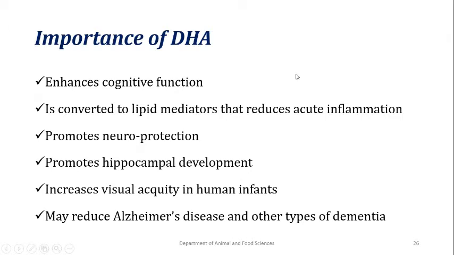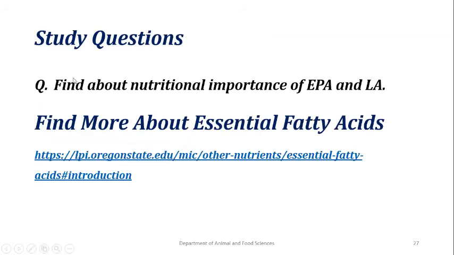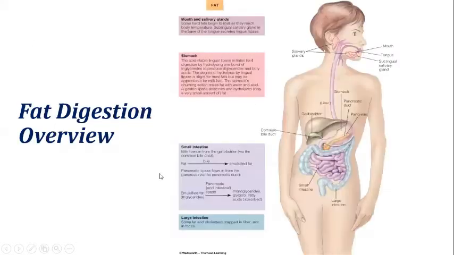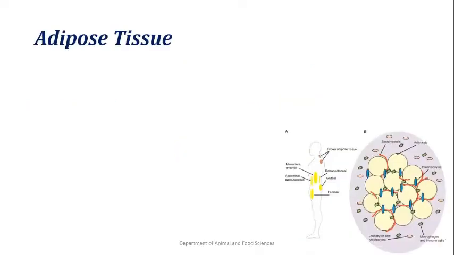Okay, and find out about the nutritional importance of EPA, eicosapentaenoic acid, and linoleic acid. You can find more about essential fatty acids by going to this resource. Okay, I will not discuss fat digestion. Please, you can get a very good idea by going through this figure, and we have discussed that in biochemistry, so refresh your knowledge.